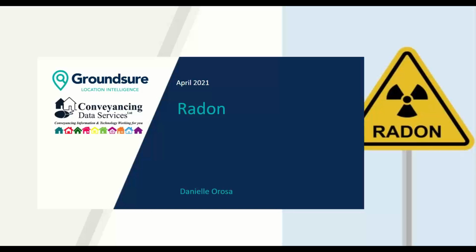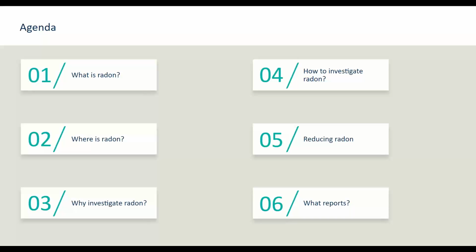So let's get going. Today, this is our agenda. Today, we're going to really try and cover all of the basics: what radon is, where it comes from, why it is important to know about, particularly in the conveyancing process, and how we actually go about investigating it, how we reduce it, and we'll also take a closer look at the data that we put in our reports to give you a better understanding of the different kinds of radon data that's available and some of the benefits of more property specific radon data.